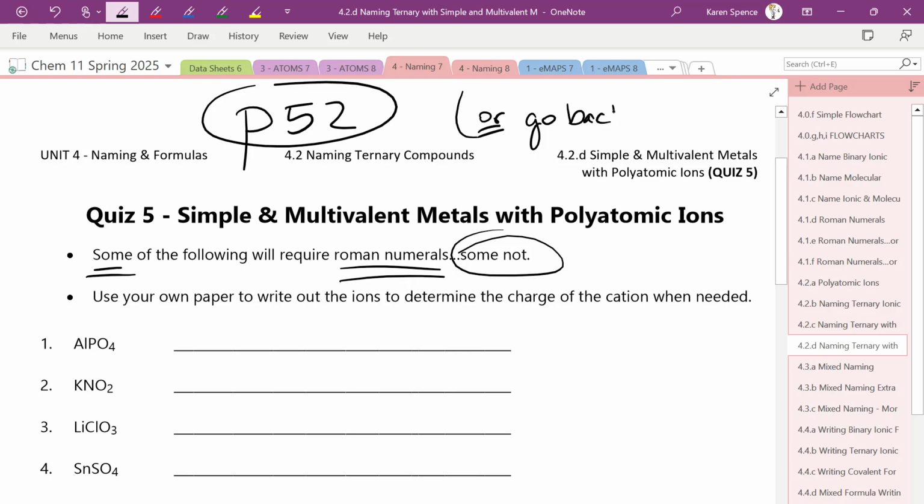Or go back to page 48. And when you are ready, you can do quiz 4 and quiz 5. Or if you just want to skip to quiz 5, you can just do quiz 5. I'll let you skip quiz 4 if you want to. Up to you.